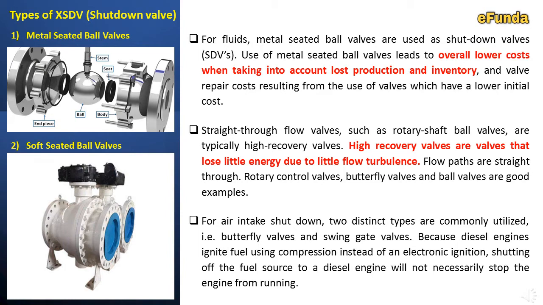For air intake shutdown valves, two distinct types are commonly utilized, that is butterfly and swing gate valves, because diesel engines ignite fuel using compression instead of electronic ignition. Shutting off the fuel source to a diesel engine will not necessarily stop the engine from continuing to run. This is a brief about types of valves, and for further details we will move over to the next slide.